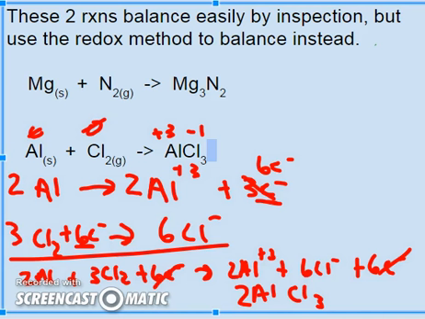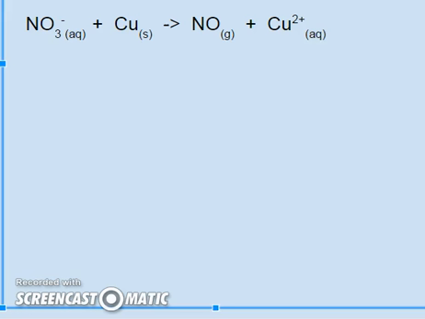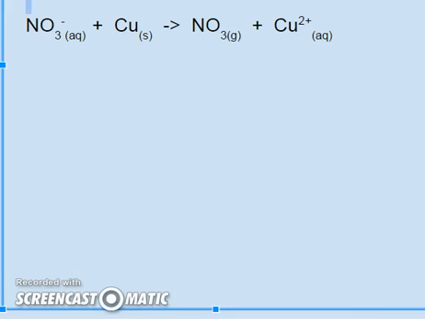So I'm going to pause and move on to the final one. Okay, and our last example is a little messier because I've got a polyatomic ion involved.